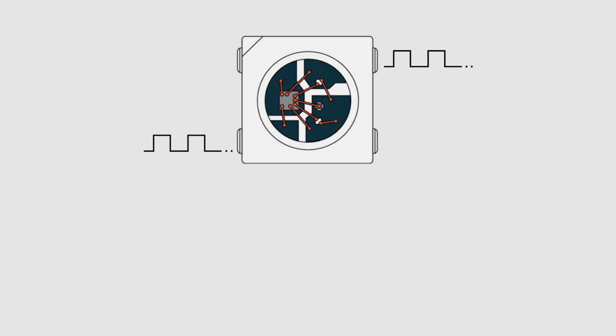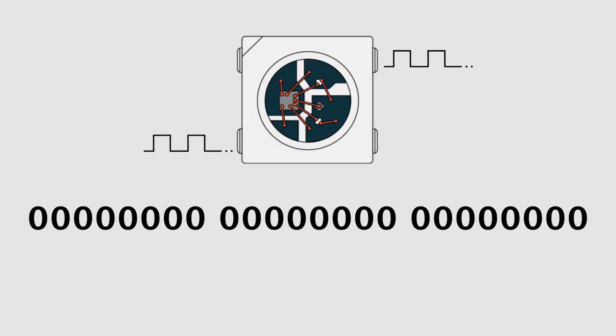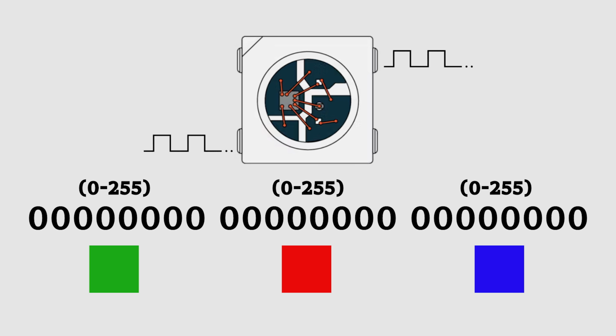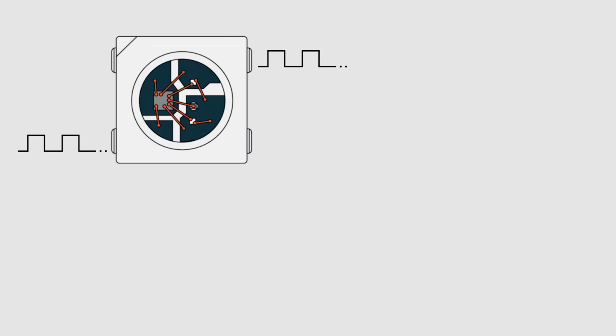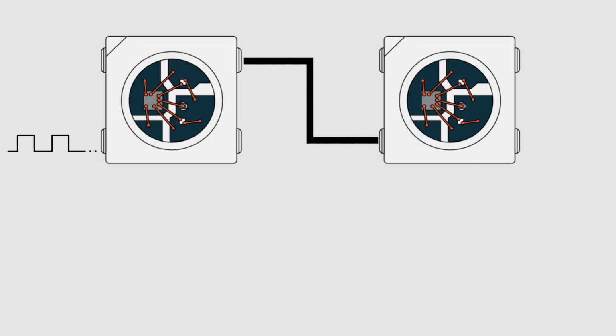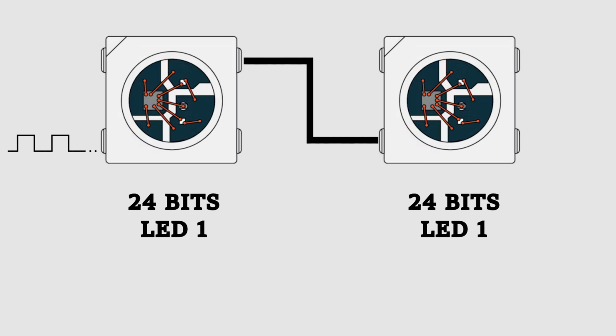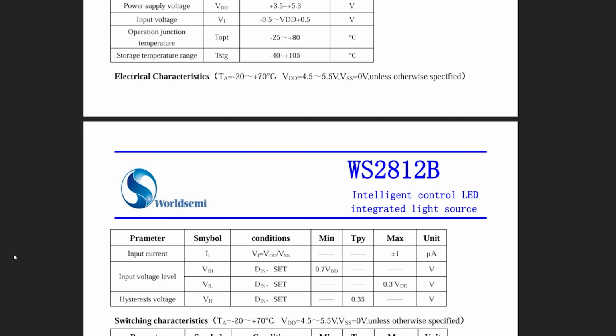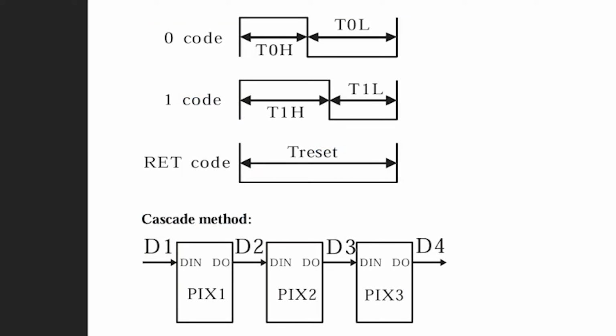The communication works by sending 24 bits, 8 bits for each color: 8 bits for green, 8 bits for red, and 8 bits for blue. To control the LEDs individually, we can send 24 bits for the first LED and then send another 24 bits for the second LED. And we can keep sending data to control as many LEDs as we have. To control the color of each LED, we need to send a signal that follows the protocol specified in the datasheet. Basically, the data signal needs to follow a timing diagram.